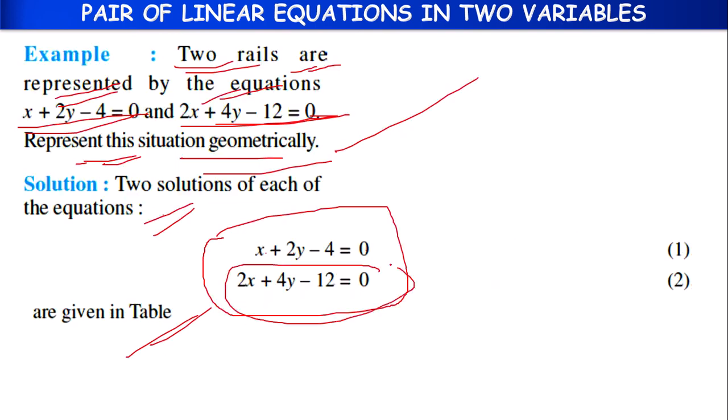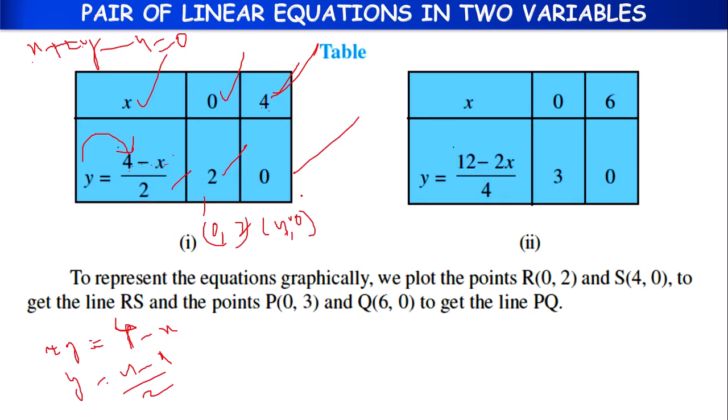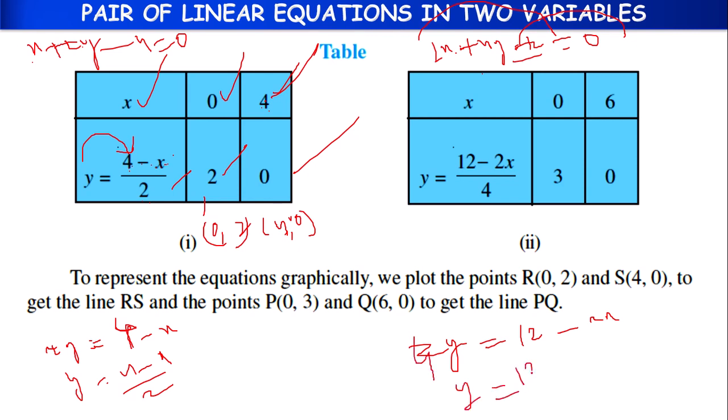Here the second equation is 2x plus 4y minus 12 equal to 0. If we isolate y, minus 12 goes that side, plus 12, and 2x goes that side, minus 2x. So 4y equals 12 minus 2x. If you want to find y, this 4 will come down, so y equals 12 minus 2x by 4.